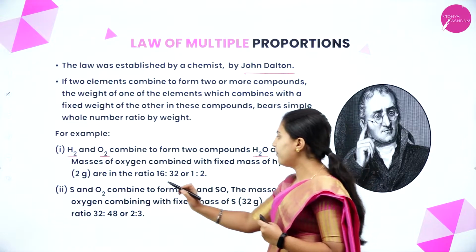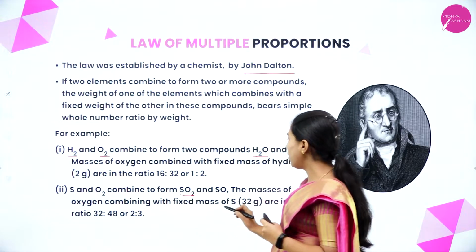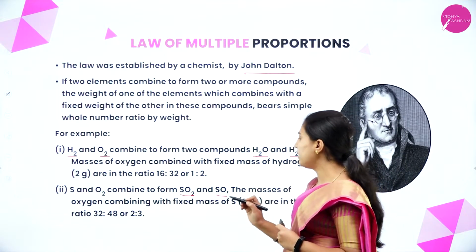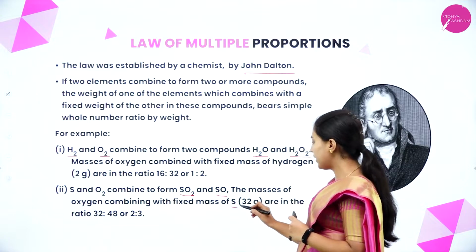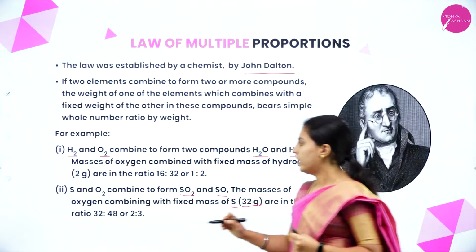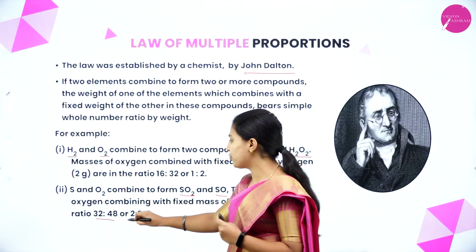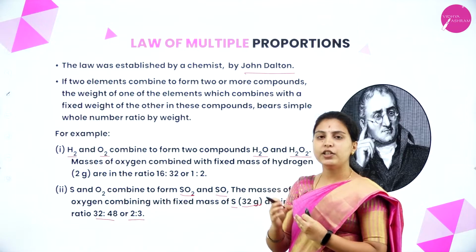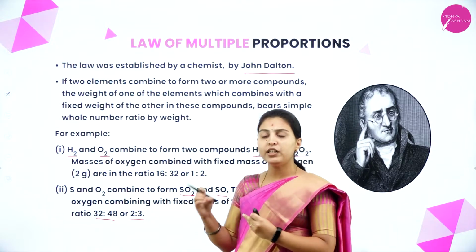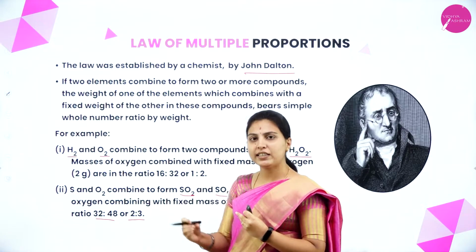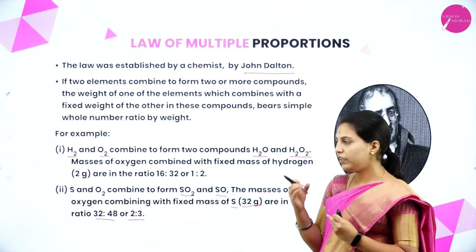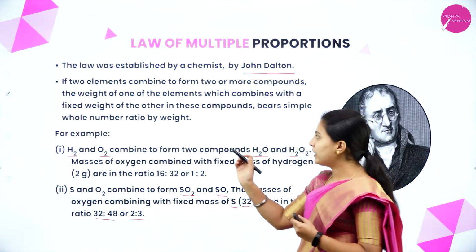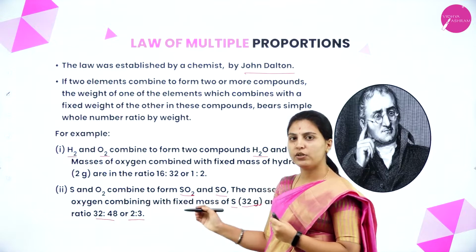And sulfur and oxygen combine to form sulfur dioxide and sulfur trioxide. The masses of oxygen combining with a fixed mass of sulfur, that is 32 gram, are in the ratio 32:48 or 2:3. On one side you have a fixed amount of one element, and on the other side you vary the amount of the other element. Then you get two or more kinds of compounds, but with a whole number ratio by weight.